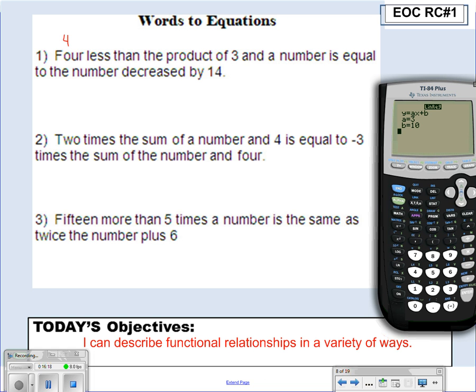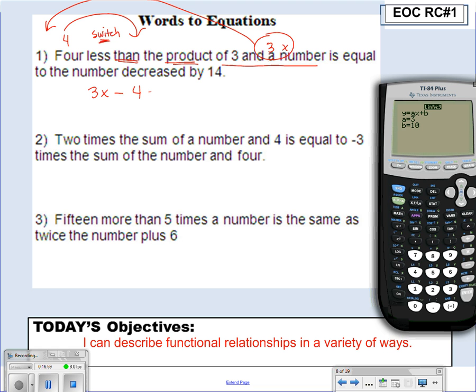Less than tells you we're going to subtract, but it is also a switch word. Okay, so when we talk about switch, that means the number in front of the words will go behind it, and the ones behind the words will go in front. So it's minus, but a switch, so the 4 is going to go afterwards. And then it says the product of 3 and a number. We don't know what that number is, so we're going to call that x. And when we talk about product, that means multiply. So the product of 3 and a number is 3x. This 3x is going to switch and go on the other side. So we start off with 3x minus 4.